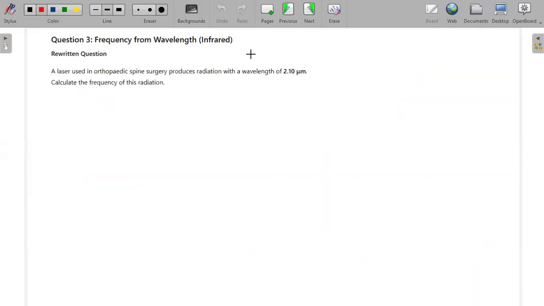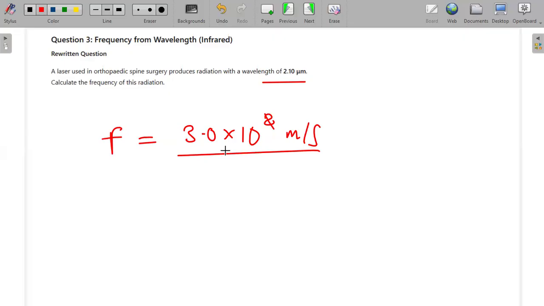Right, next question. Same concept. Here they're saying a laser used in orthopedic spine surgery produces radiation with a wavelength of 2.10 micrometers. Calculate the frequency of this radiation. So it's the same: the frequency is equal to the speed of light, 3.0 times 10 to the power 8 meters per second, divided by the wavelength, which is in micrometers.